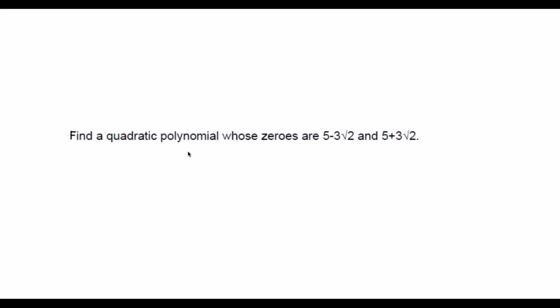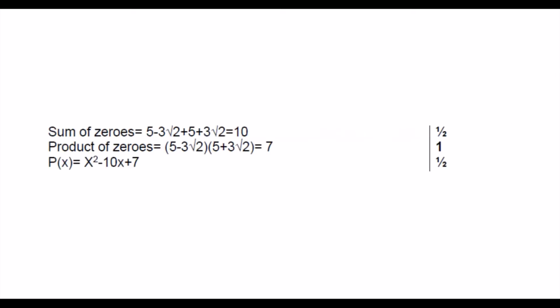Now there is a 2 mark question, have a look at it. Find a quadratic polynomial whose zeros are 5 minus 3 root 2 and 5 plus 3 root 2. So you find the sum of the zeros and the product of the zeros, and use p of x is equal to x square minus sum of the zeros into x plus product of the zeros. And your answer is given. Do verify yourself. That is for standard: one mark question, one case study based question, and one 2 marks question.